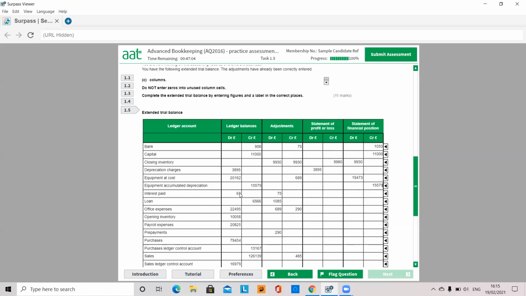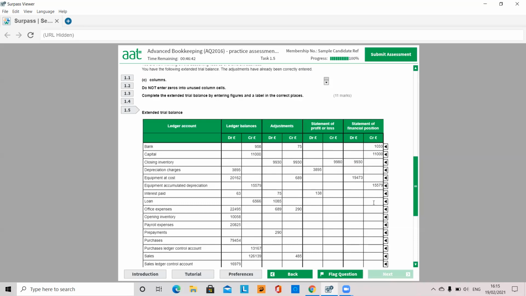And it says we've got 63 was the original entry, but then we've got another 75. So interest paid is an expense that goes in the P&L. So therefore 138 is the expense. A loan, which we know is a liability. So liability is on the credit side.